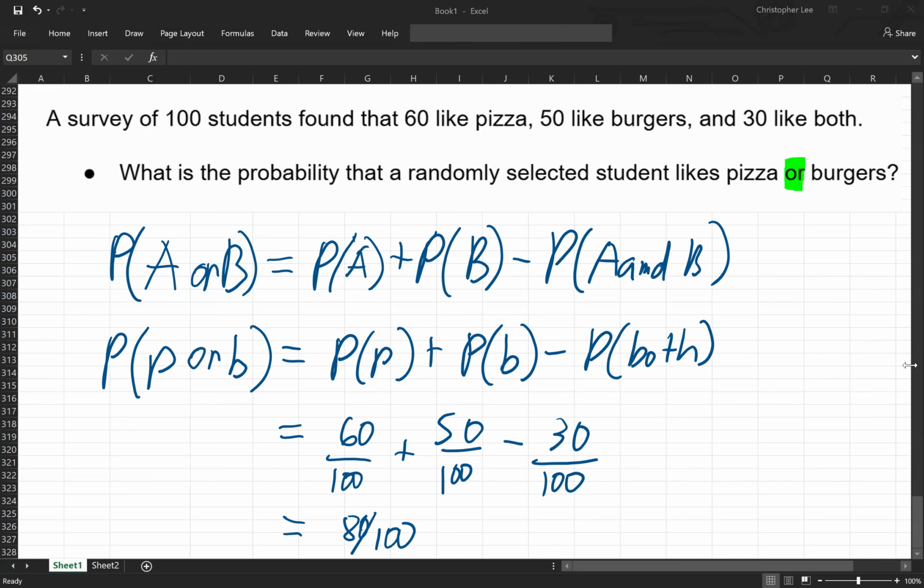All right, so put y'all stuff away. Take out your formula sheets. Take out your calculators.